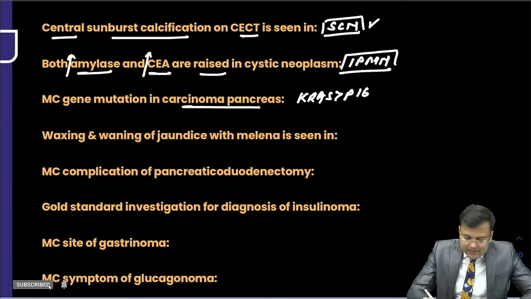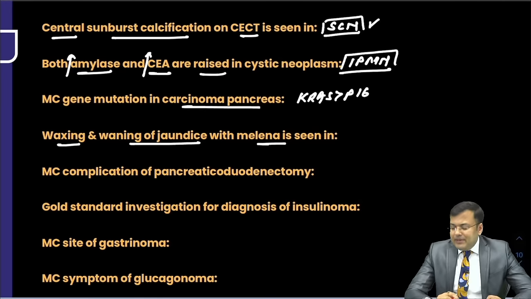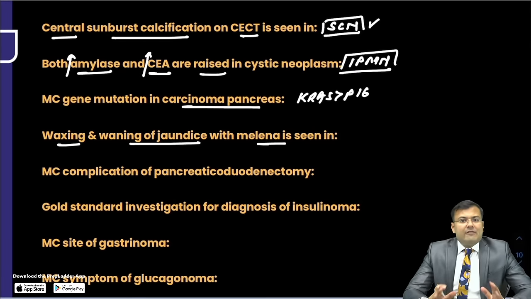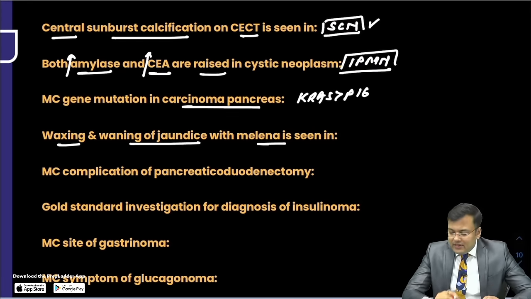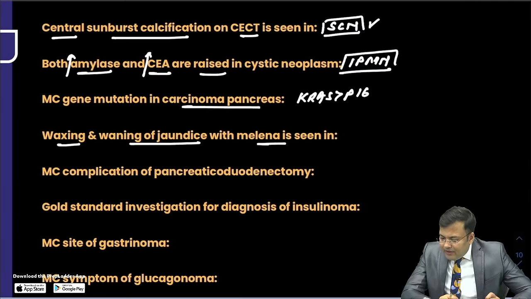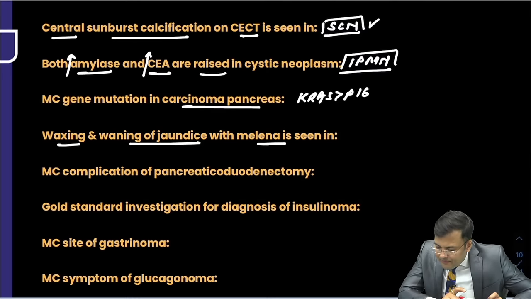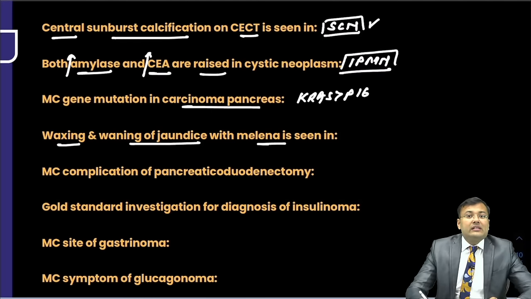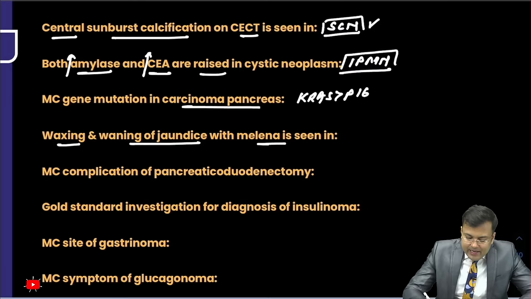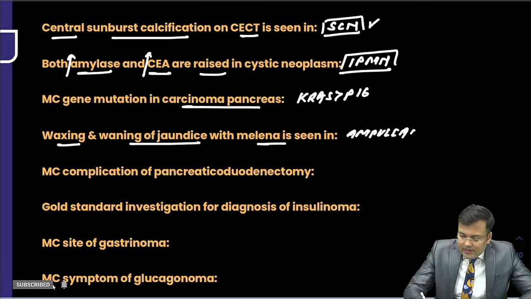Very good. Next, waxing and waning of jaundice with melena. It is seen in which patients? Very good, periampullary carcinoma, but which type? Yes, Dr. RK, you are correct. It is seen in ampullary carcinoma.